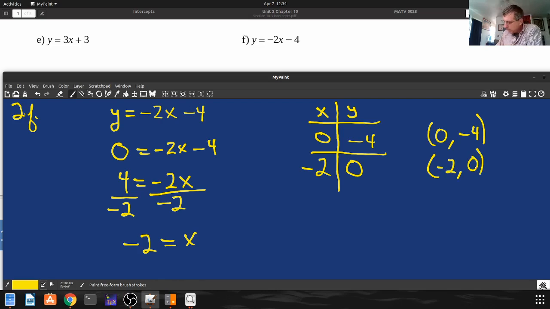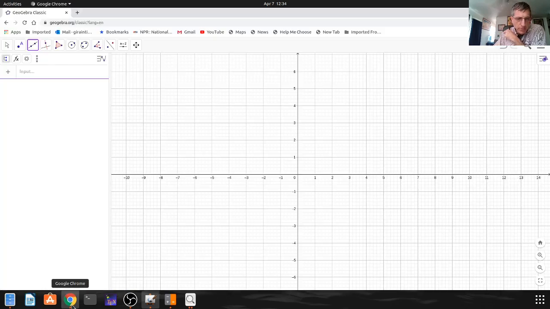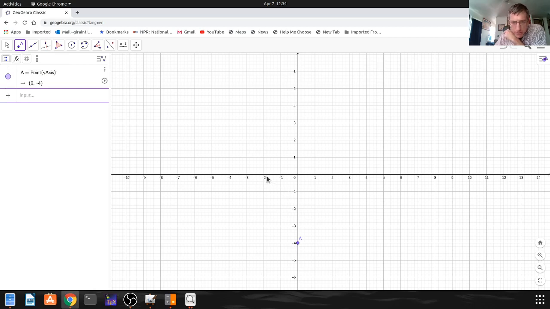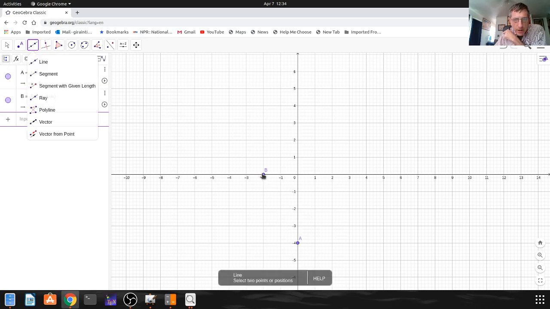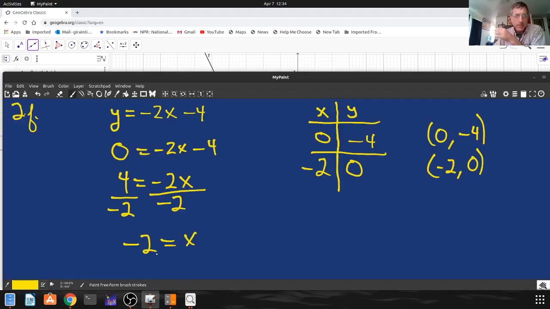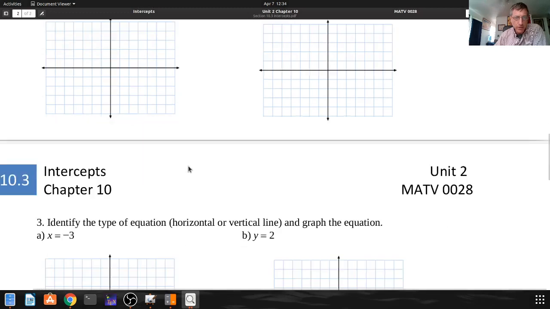So plot those for me, and we'll go take a look at what it looks like on the GeoGebra screen. So over here on GeoGebra, we're going to plot 0, minus 4. So that's going to be my y-intercept right there. And minus 2, 0 is going to be my x-intercept right there. And now we draw the line through them. And that's what the graph of the equation looks like. Okay, you got to do some more.